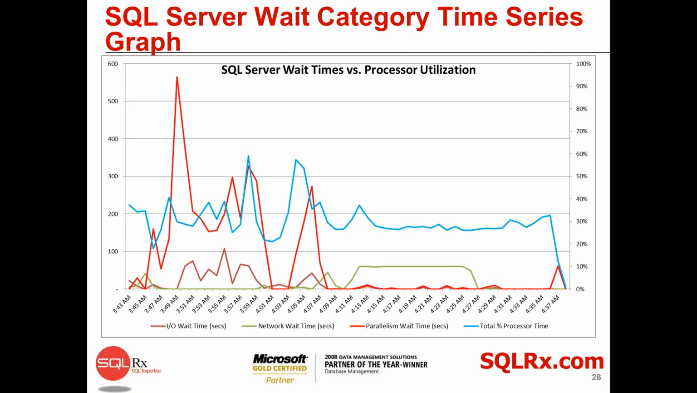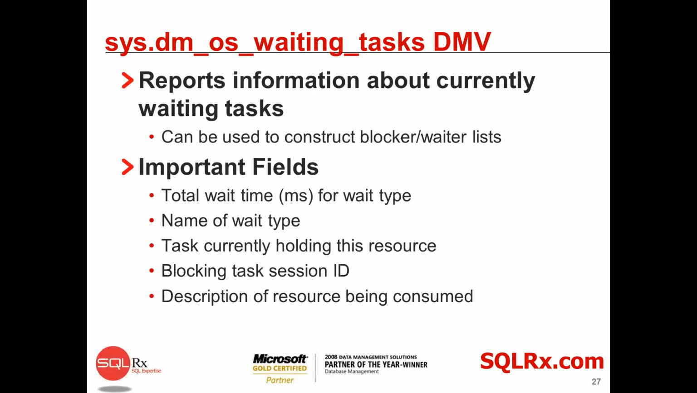OS waiting tasks is very important because it helps you decode some of the query plans of active queries. It can be used to construct blocker waiter lists. It can be used to construct what's the current query running in the system right now that's running for 2 hours, what is it doing, and how do we get information out of it. So in there, they have things like the total wait time, name of a wait type, the task that's currently got it, blocking session, and what resource is being contended for.